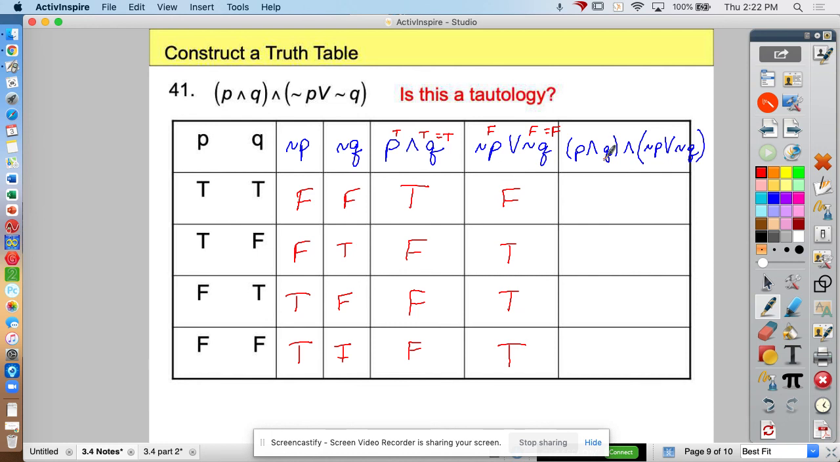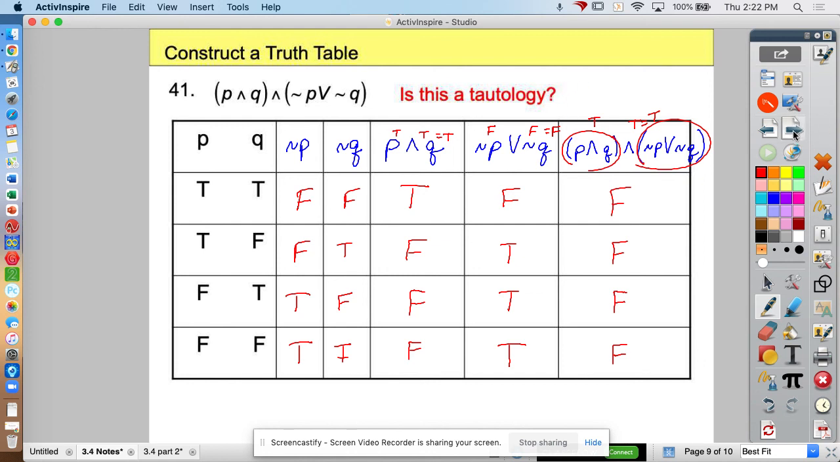All right. Then we're going to put this group and this group with and. So now I need true and true make true between here and here. Two trues? No. Two trues? No. Two trues? No. Two trues? No. Which means none of them follow the rule. So everything is going to be false. All right. So is this a tautology? No. Instead, since they're all false, this would be a self-contradiction.